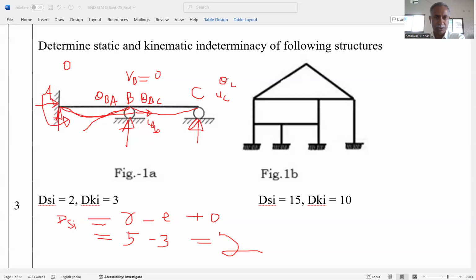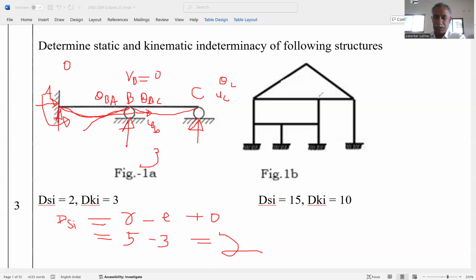So at support C, and we can say that at B there is a translation along the X direction, that is UB, and theta B to A and B to C. So theta B to A and B to C is the same, therefore only one theta angle is there, and the UB is there. So 2 plus 1, 3. So DKI is equal to 3, right?